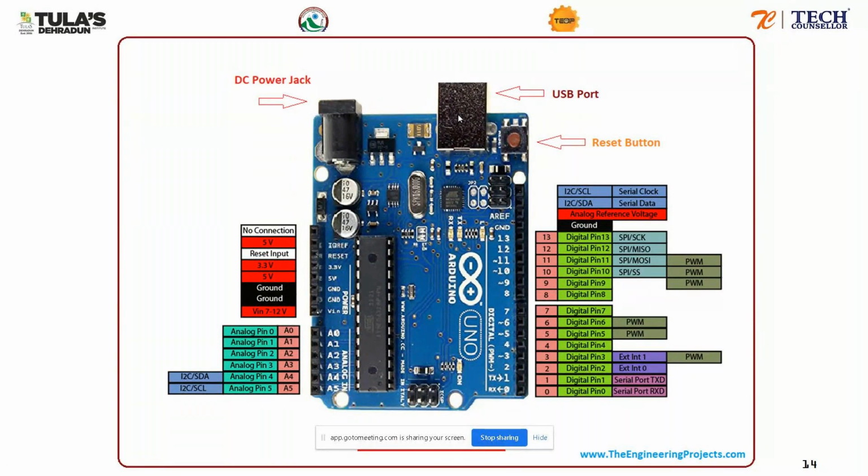Then there is also a reset button. There are a lot of pins. There is a left side and the right side. So let's talk about the left side first. At the bottom, you will see it says analog input right here. Analog input from A0 to A5.